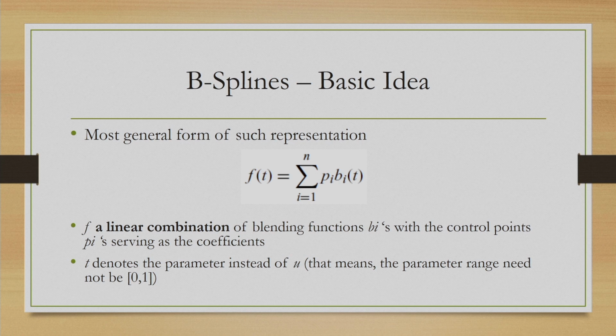So, what is the most general form of such representation? We have encountered this expression in the previous lecture, where Pi are control points and Bi is the blending function. So, we are assuming in this representation that the function f is a linear combination of the blending functions, where the control points P serve as the coefficients.